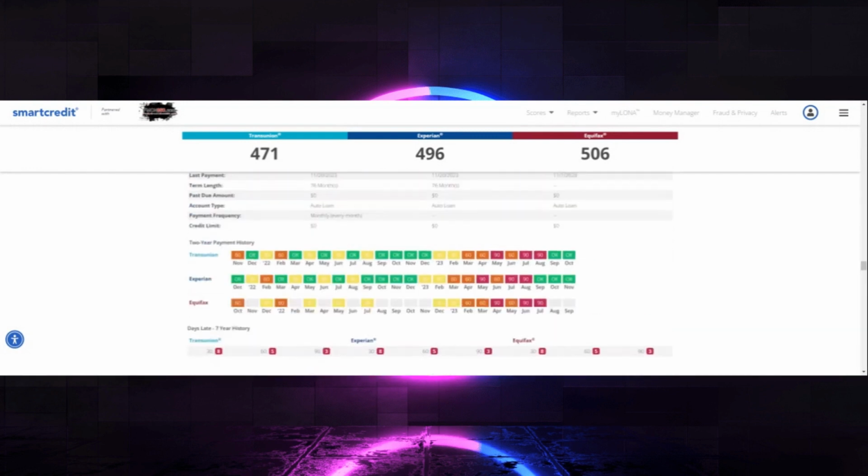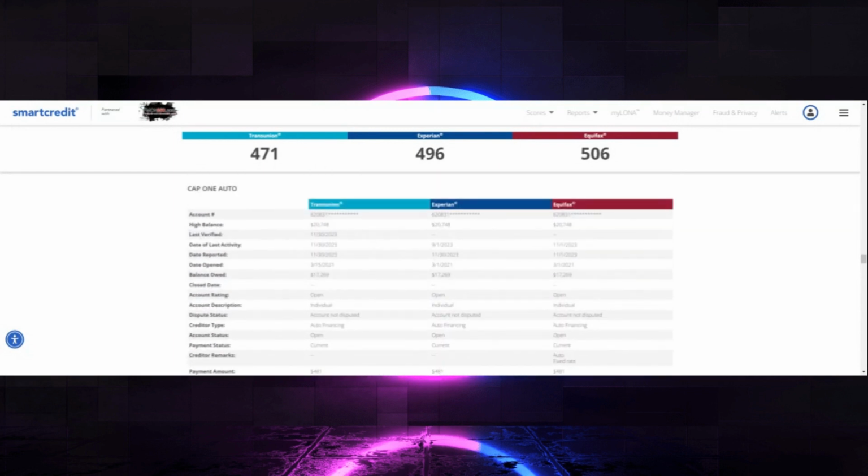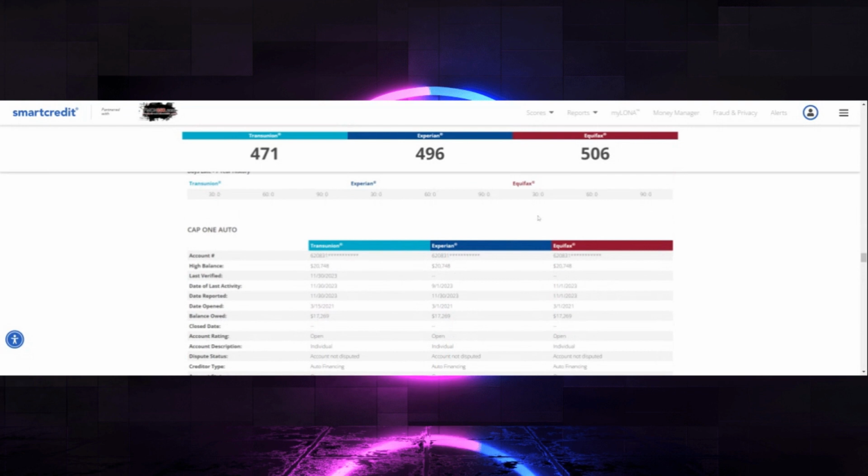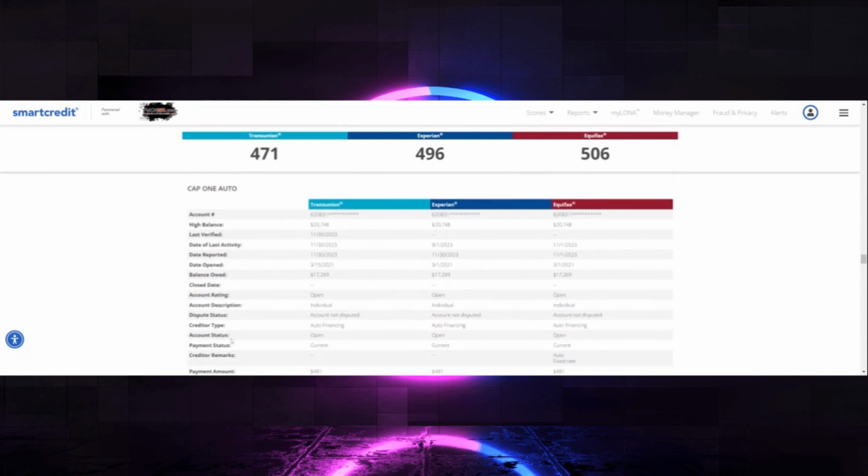Green is always good. Once you get the reds, yellows, oranges, and blacks, that's a problem, right? So in this case, this is a Capital One auto. I'm not going to go into full detail. If you want to know how to properly dispute, look at my other videos. I'll link them all together. But anyway, this is an auto. It's an open account, right?